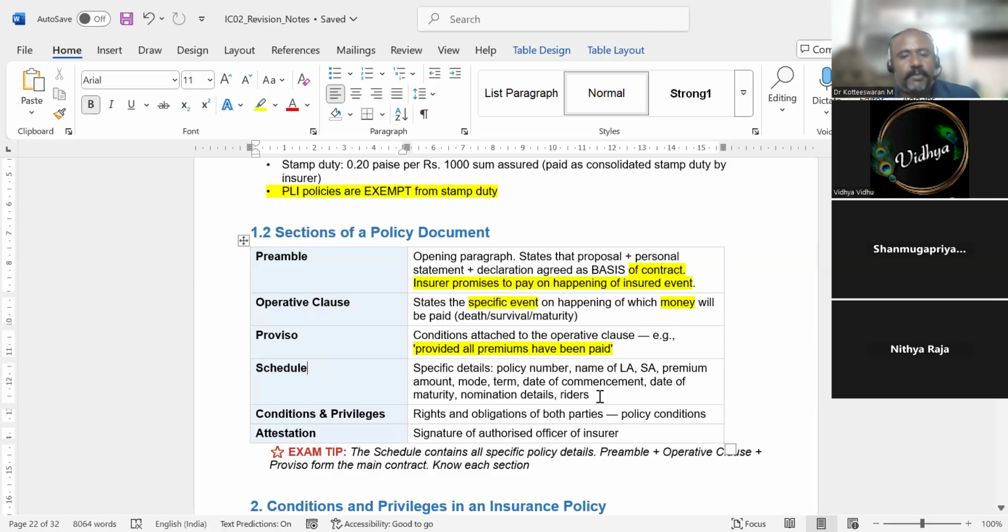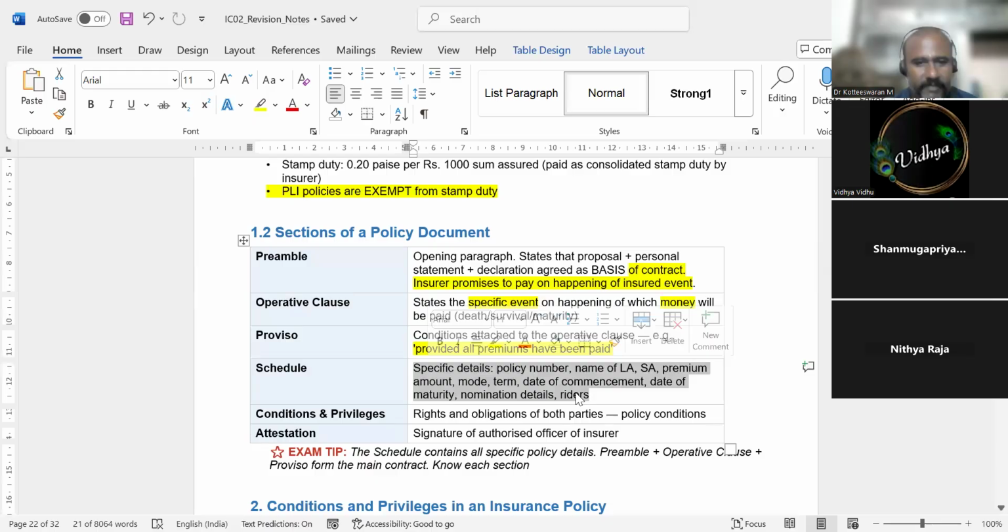This is one of the important questions. They will ask in which part of the policy document the riders and all will be present. That means the schedule part of the policy document.